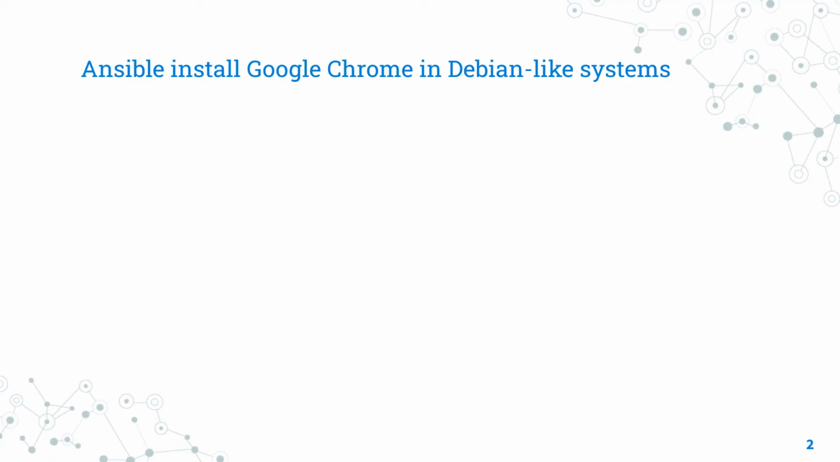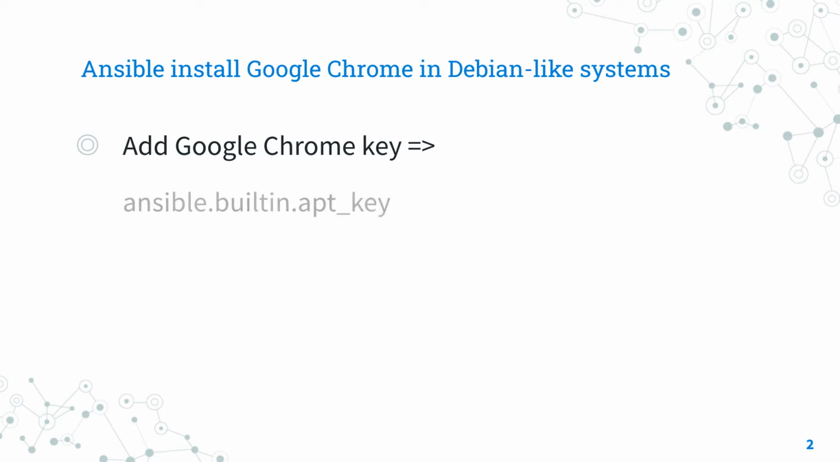In order to install Google Chrome on a Debian-like system, we need to perform three different steps. The first step is to download the GPG signature key for the repository. You are going to use the ansible.builtin.apt_key Ansible module.